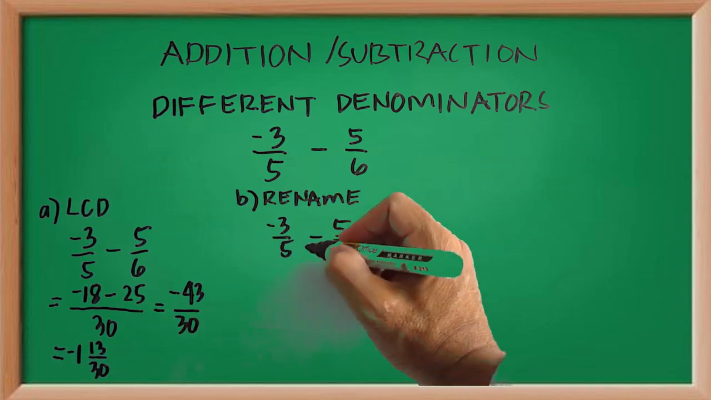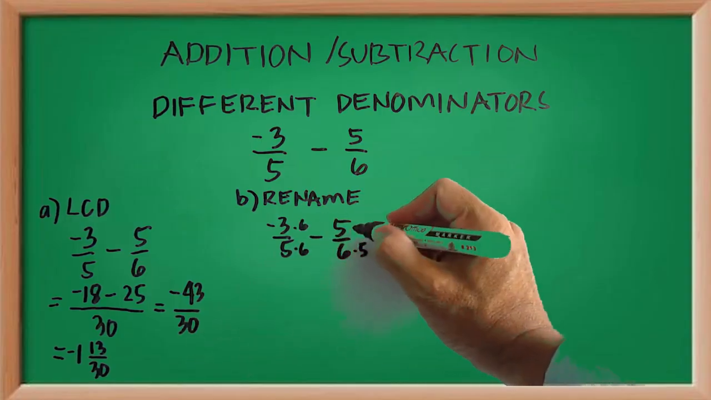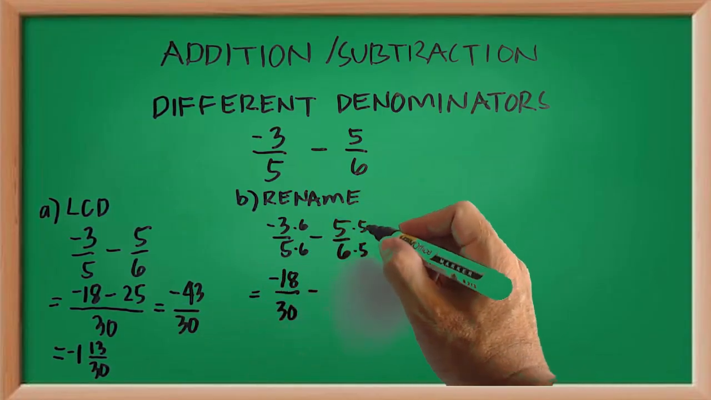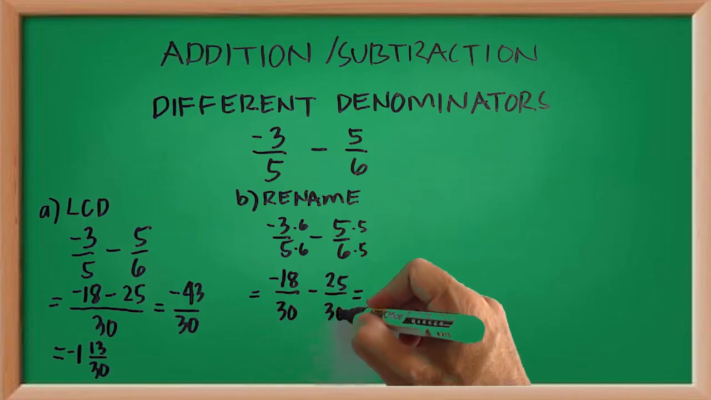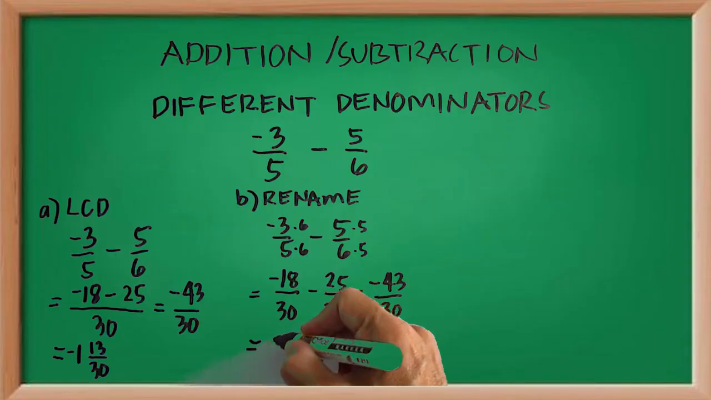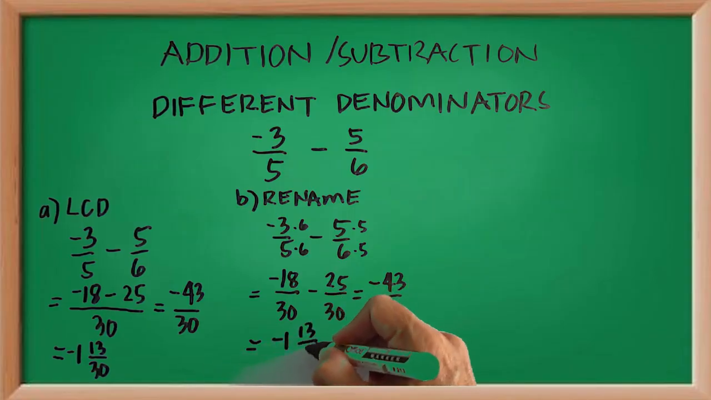Times 6 is 30, minus 5 times 5 is 25. 6 times 5 is 30. Now we already have a common denominator. -18 minus 25 is -43/30, which can be written as -1 and 13/30.